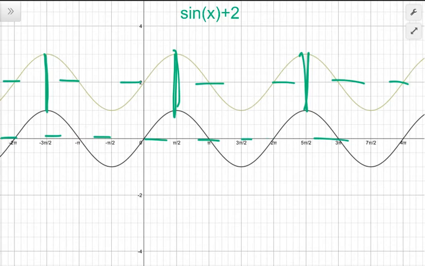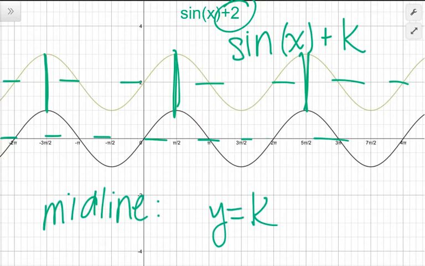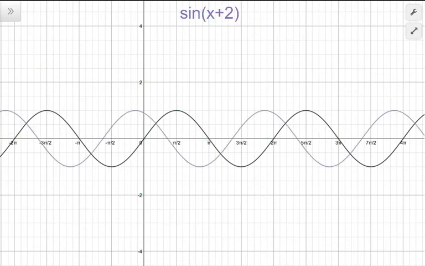And that would have happened similarly if our graph had been shifted down, because our new midline would then become -2 if I had shifted it down by 2 instead. So whatever k is, in this case it was +2, but it could have been negative. So whatever k is the new midline. So the midline of your transformed graph is always going to be y equals k.